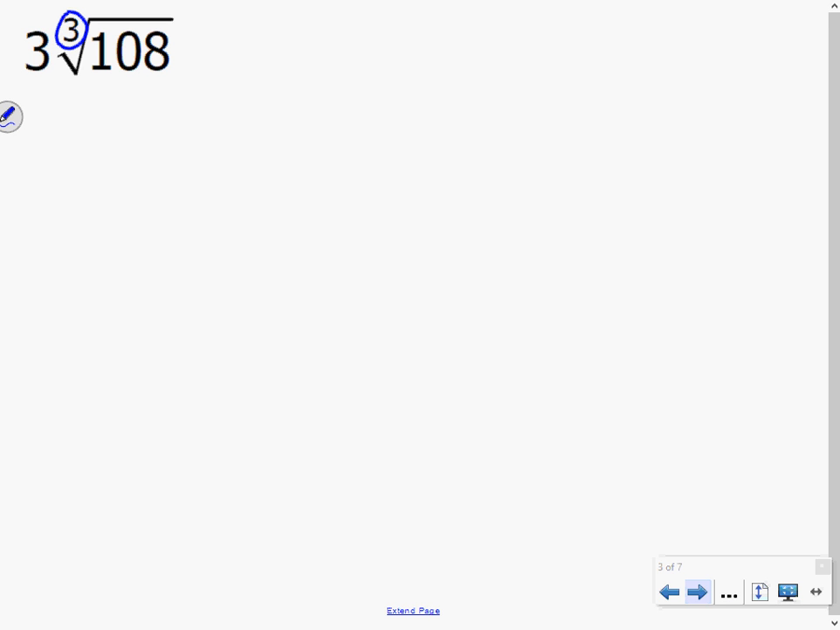So on that half sheet of paper I gave you that lists the perfect squares, the perfect cubes, the perfect fourths, you're going to be looking at the perfect cubes. So we need to figure out, okay, what's the biggest perfect cube that goes into 108? Well, it's going to be 27. So I'm going to rewrite this as 3 times the cube root, don't forget that index, of 27, times the cube root of 4. Okay, and it's 4 because 27 times 4 is what gives me 108.